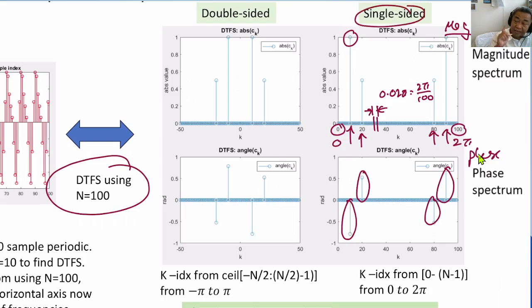We call this the single-sided spectra. We can also look at it from the double-sided spectra, where we then actually don't look at it from 0 to 2 pi.